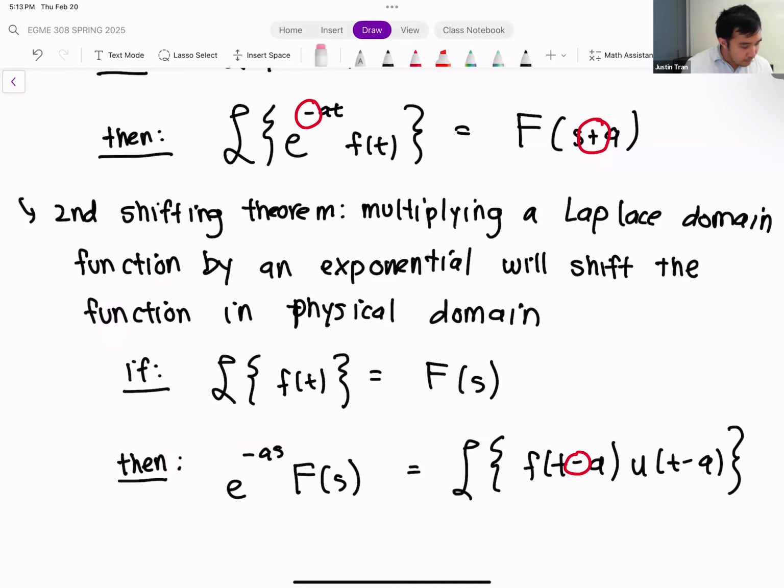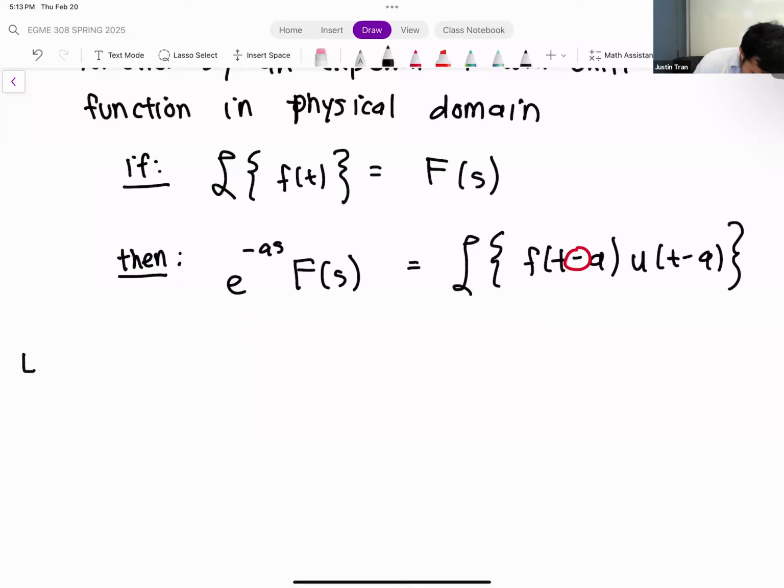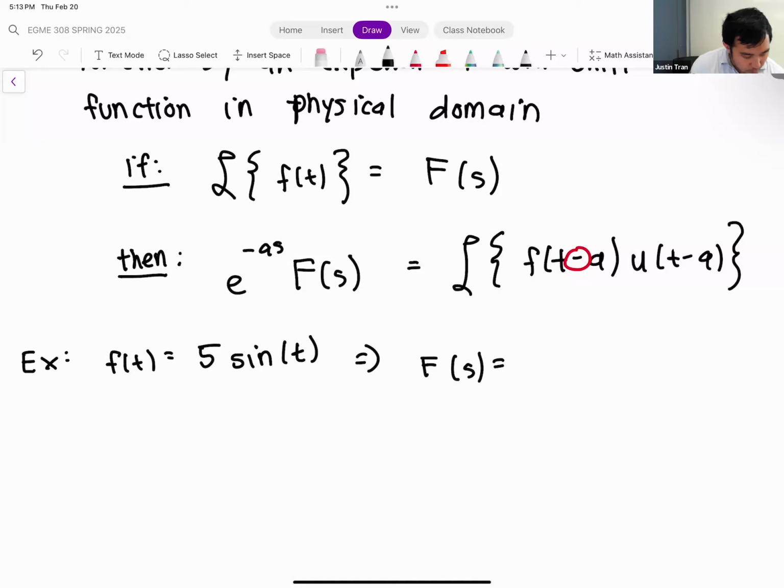Yeah. Okay, so let's do one very, very quick example, I know we're just about out of time. Let's look at the function f of t equal to 5 sine of t. If we take the Laplace transform of this, we have F of s equal to 5 over s squared plus 1. All right, that's just ripped right from the table.